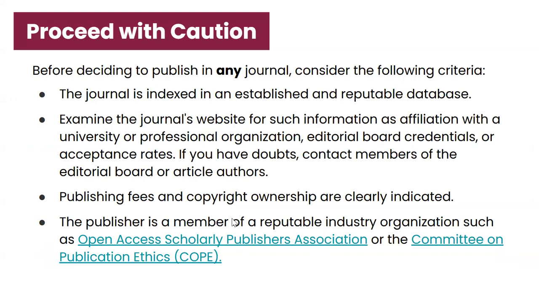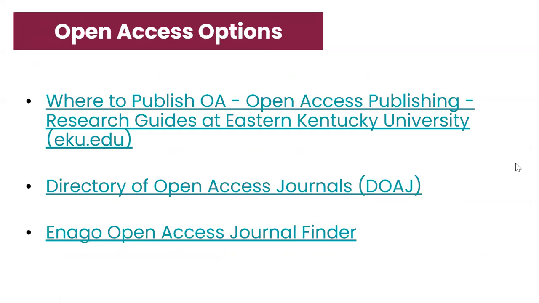And then these are two very helpful lists of journals. This is the Open Access Scholarly Publishers Association, which is a forum for open access publishers, and the membership is vetted and it indicates publisher quality. And then the Committee on Publication Ethics, COPE, is a forum for editors and publishers of peer-reviewed journals to discuss all aspects of publication ethics.